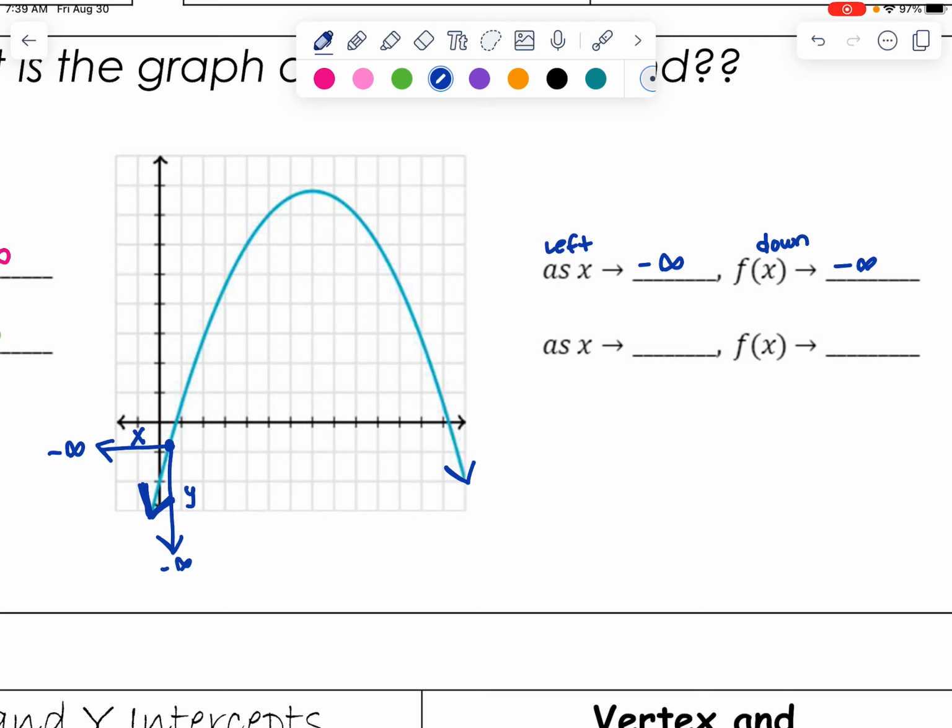On the right side of the graph over here, we're moving to the right, so that's x values. As x approaches positive infinity on the right, we're getting larger and larger. The arrow is also pointing down. That means the y values are going down, all the way to negative infinity. So as x approaches positive infinity, this is the right side of the graph, f of x is approaching negative infinity. It is going down.